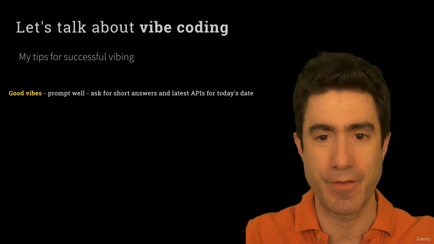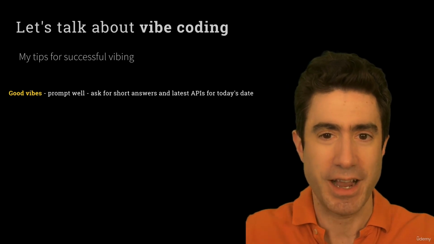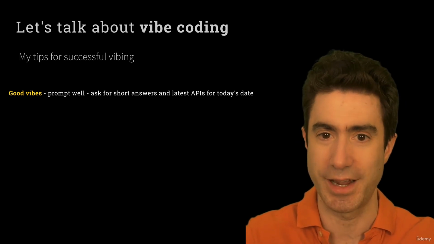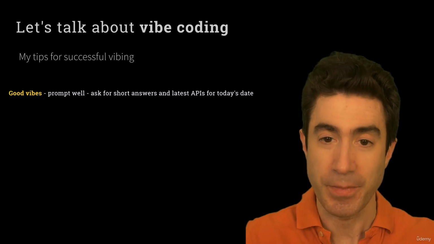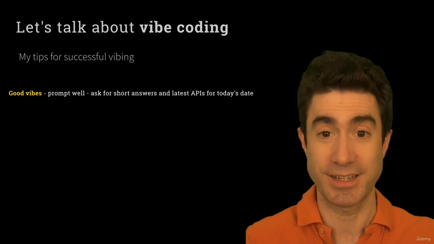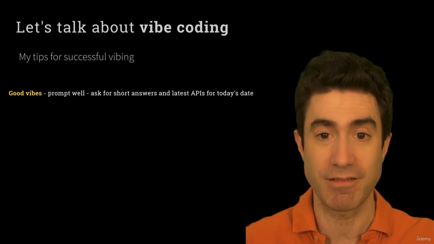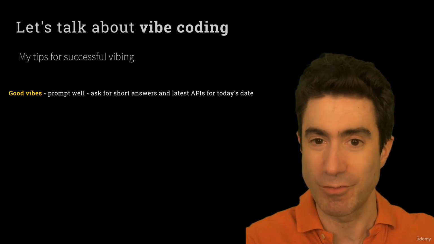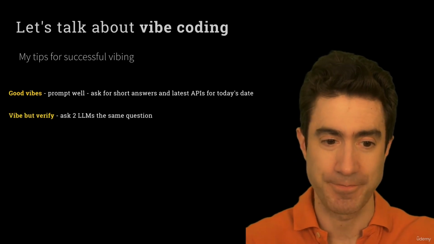LLMs tend to be quite verbose in the code that they generate. They like packaging everything with lots of exception handlers, and they tend to do things in quite a long-winded way. Try and ask it to come up with concise, clean code. And also mention today's date and say, please make sure that you use APIs that are current as of this date. Otherwise, LLMs have a nasty tendency to use older APIs because that was in a lot of their training data. So explicitly prompt for that.